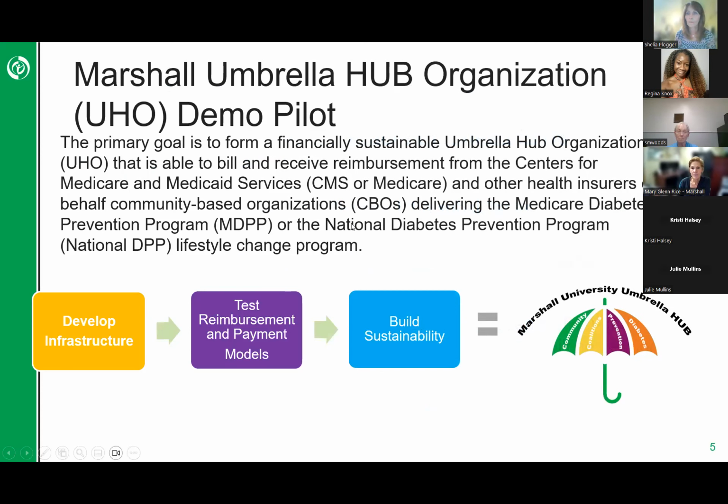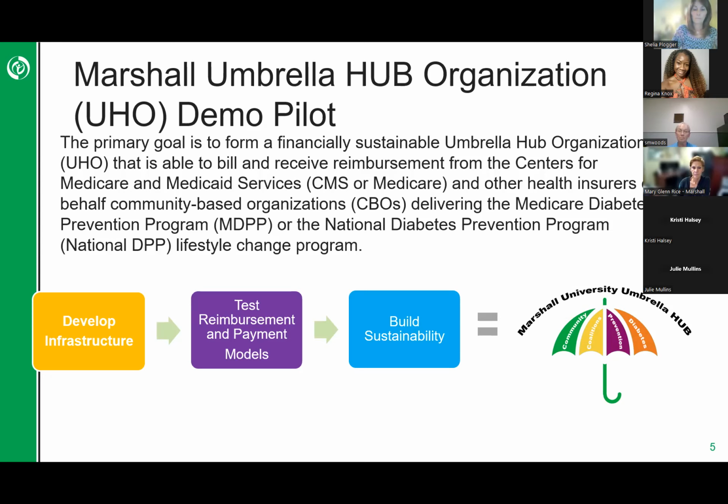Okay, this next slide talks a little bit about Marshall University's Umbrella Hub model. Since we are participating in a demonstration project that's funded by the NACDD with funding from CDC, we have our own unique model that we've developed. Our hub is actually made of two entities: the Marshall University Research Corp, which is the academic arm, and Marshall Health, which is a healthcare system arm. So we are partnering together, the two separate entities, to actually develop the infrastructure for our Umbrella Hub.